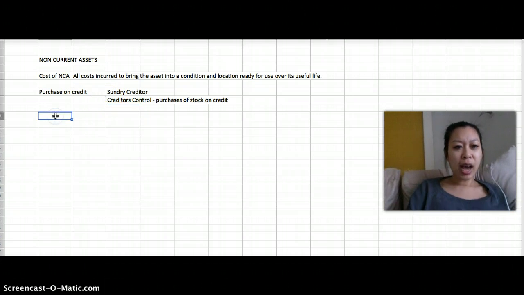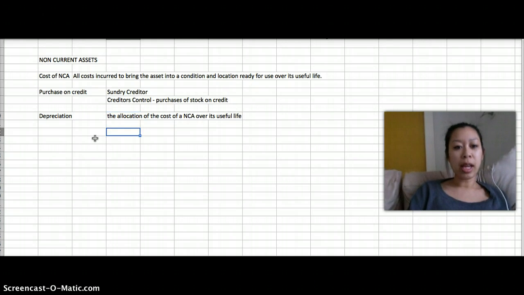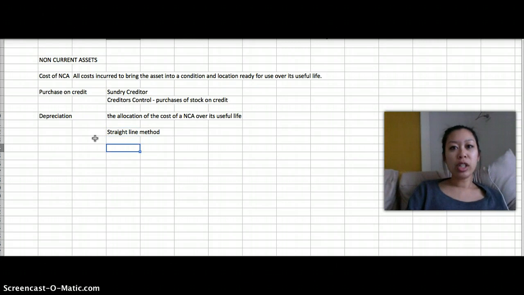Okay, now we've done depreciation in the past. And the definition is the allocation of the cost of a non-current asset over its useful life. And so far we've only done the straight line method. Today we're going to learn about the reducing balance method.